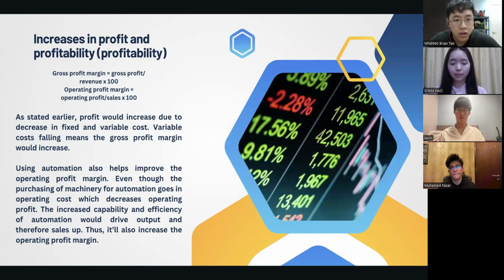As stated earlier, the profit would increase due to decrease in fixed and variable costs. Variable costs falling means the gross profit margin will also increase. Using automation also helps improve the operating profit margin, even though the purchasing of machinery for automation goes in operating costs, which decreases operating profit. The increased capability and efficiency of automation will drive output and therefore sales up. Thus, it will also increase the operating profit margin. Next slide, please.